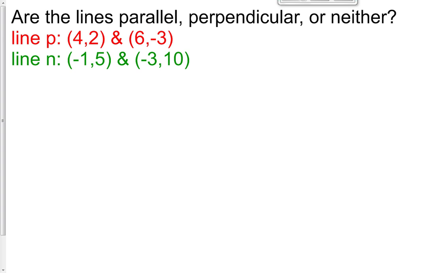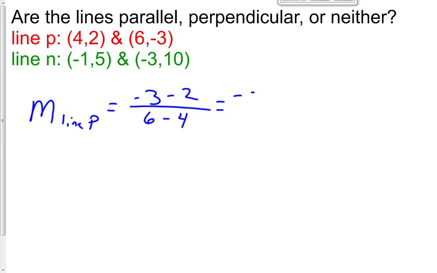So with that being said, we can now ask ourselves the question: line P and line N, are they parallel? Are they perpendicular? Or are they neither? Well, we could simply find the slopes of both lines and compare them. So here's M for line P. It's going to be y2 minus y1 over x2 minus x1. So negative 3 minus 2 is a negative 5. 6 minus 4 is a positive 2. So my M is a negative 5/2 for line P.